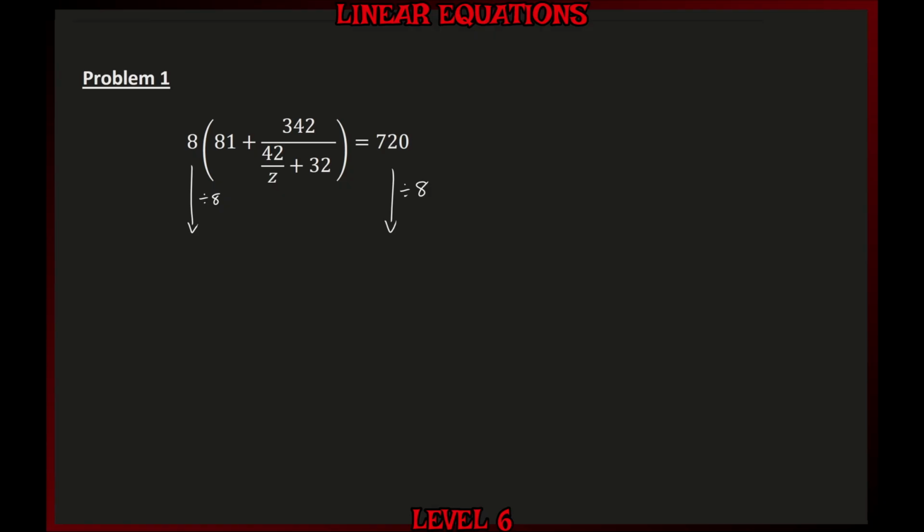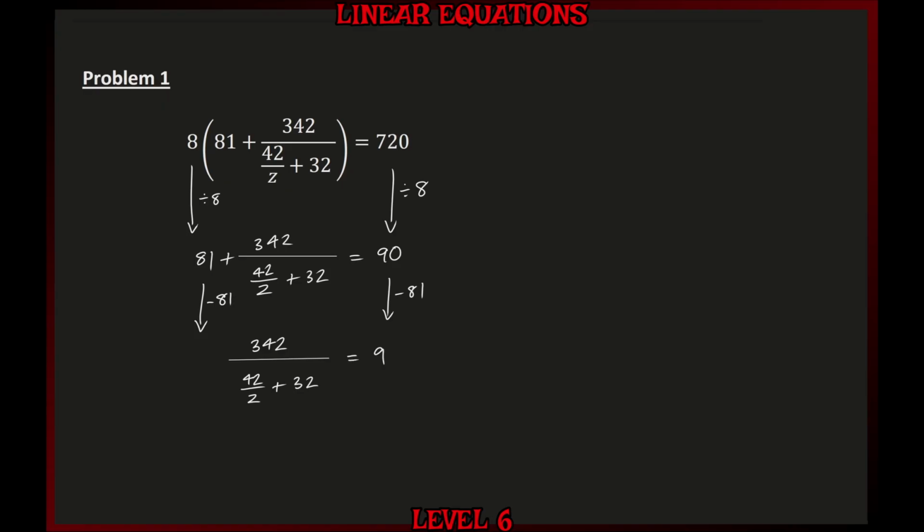On the left, the times 8 and the divide by 8 cancel out, so this leaves us with what's in the bracket, which is 81 plus 342 over (42 over z plus 32). And that's equal to 720 divided by 8, which is 90. On the left hand side, we can now remove the 81 because we'd like to get the bracket on its own. We can do this by subtracting 81 from the left and also subtracting 81 from the right. So on the left, the 81 and the minus 81 cancel out to just leave 342 over (42 over z plus 32). And on the right, 90 minus 81 leaves us with 9.